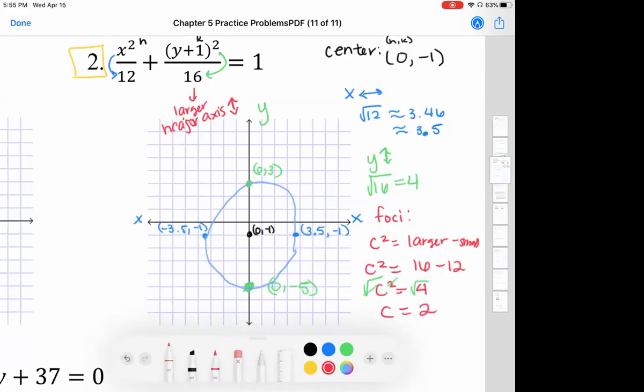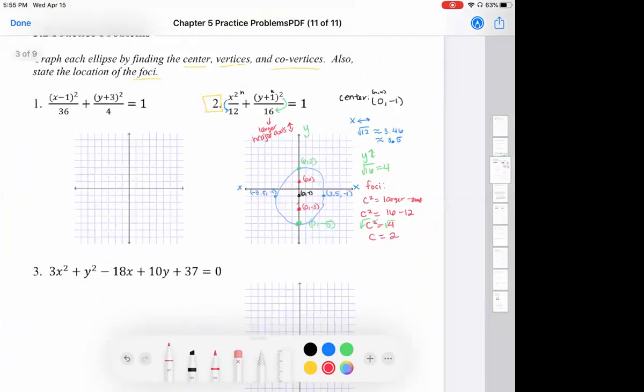So this means we're going to go up and down because our major axis is on the y-axis, up and down 2 from the center. So we go 1, 2. This is our focus point. That's the point 0, comma 1. We go from our center 2 units, 1, 2. We have this other focus point at 0, comma negative 3. And we have drawn an ellipse.